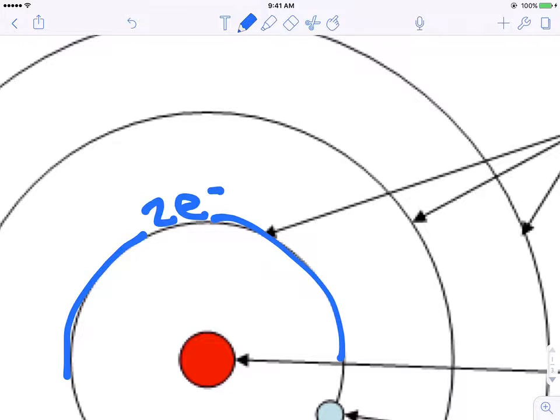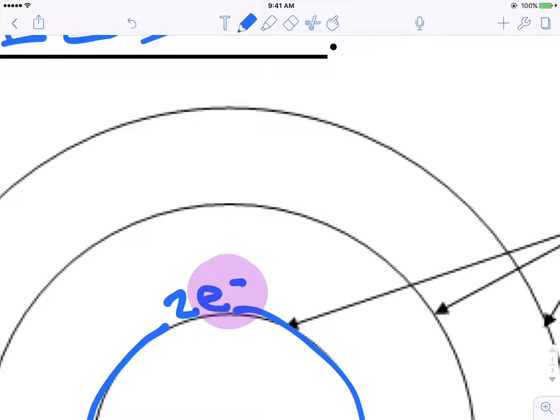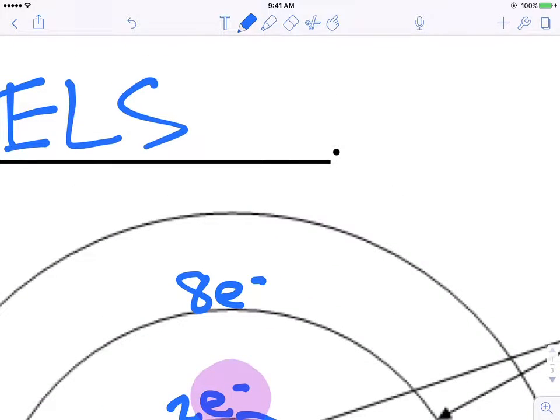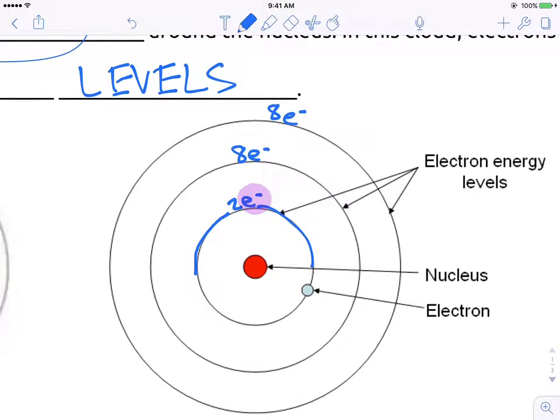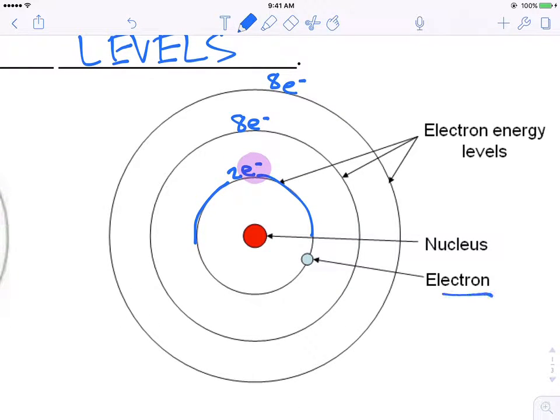And I'm going to use this E with a little negative sign to represent electrons, so that first level can hold 2 electrons. The second level can hold 8 electrons. And the third level, for our purposes, is going to hold 8 electrons. Okay. So this atom right here only has 1 electron. This would actually be showing hydrogen.